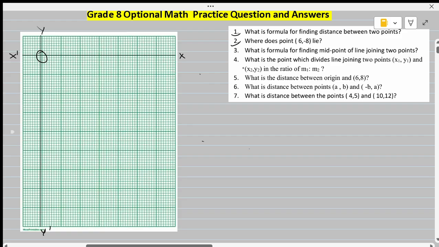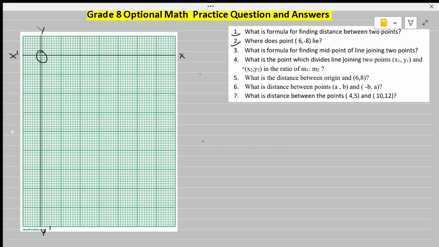On the right side, when we count on the x-axis, we count as positive, so we have to count 6 steps here: 1, 2, 3, 4, 5 and 6. After counting 6, now minus 8 we have to count for y, and for that we have to count below. So let's count vertically below the point 6 where we counted x: 1, 2, 3, 4, 5, 6, 7, 8, that is minus 8. So this point is (6, -8).